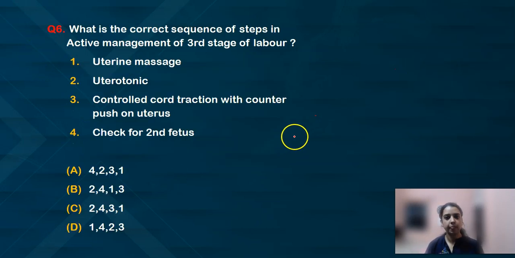Okay. Next question. What is the correct sequence of steps in active management of third stage of labor? Very, very commonly asked and repeatedly asked, and the most confusing one. So the question had 4 options: uterine massage, uterotonic, controlled cord traction, and check for second fetus.